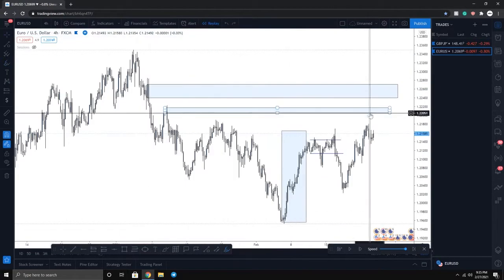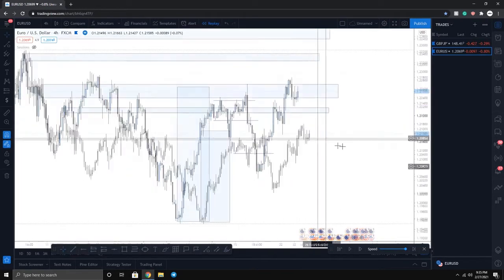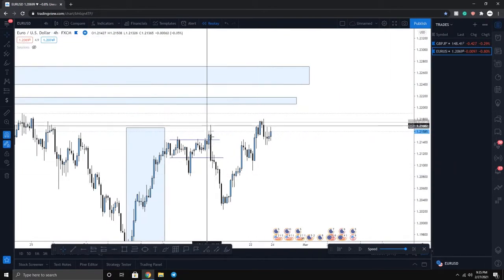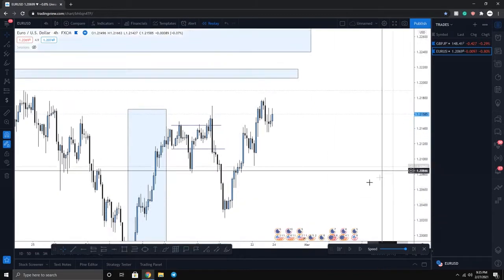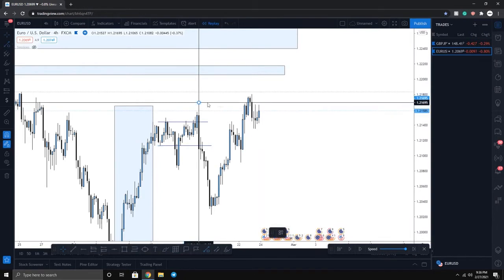So we didn't get an entry specifically because the market didn't actually end up hitting into our levels. But what happened after that? After the market re-expanded, what do we see? We see a re-expansion. We see that the market ended up breaking this high.